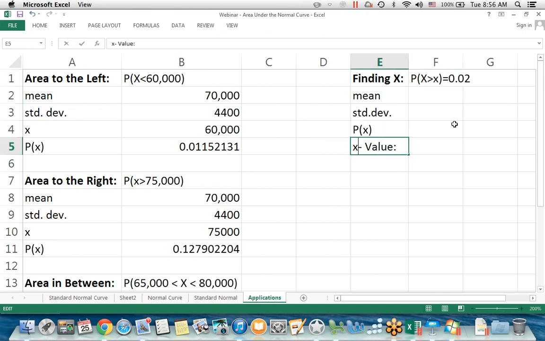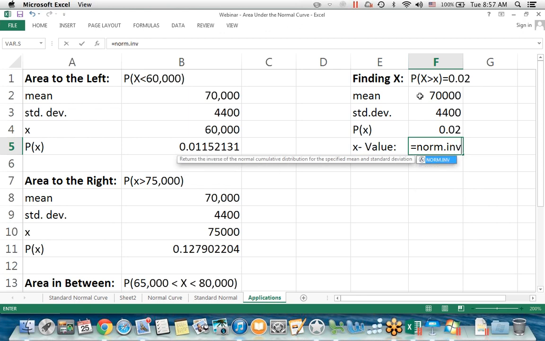Now, this problem might be a little tricky, but what we have to do is, again, type in our 70,000 and our standard deviation of 4,400. Our probability of x value is 0.02. And then in this cell, in this box, we're going to type in the formula for the inverse, which is norm.inv, and we're going to type the area to the left, not to the right. So I'm going to type in 0.98 for this particular problem.